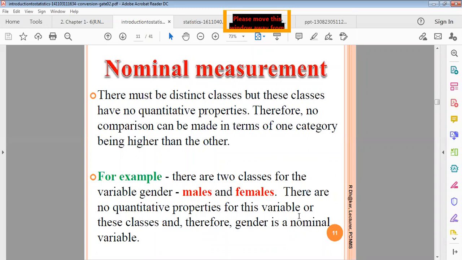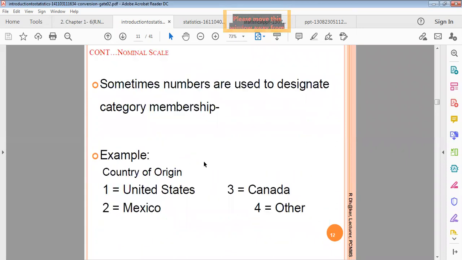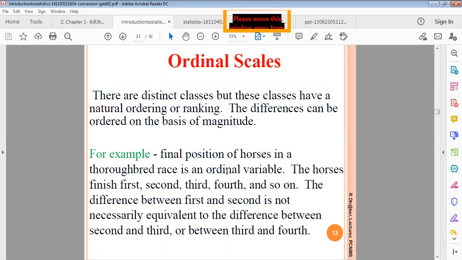That means there is no number for that. We could just term X for females and Y for males. Then this is an example of nominal measurement. Sometimes numbers are used to distinguish the designated category membership. For example, one is for United States, two for Mexico, three for Canada, etc. We can use numbers for nominal measurement.